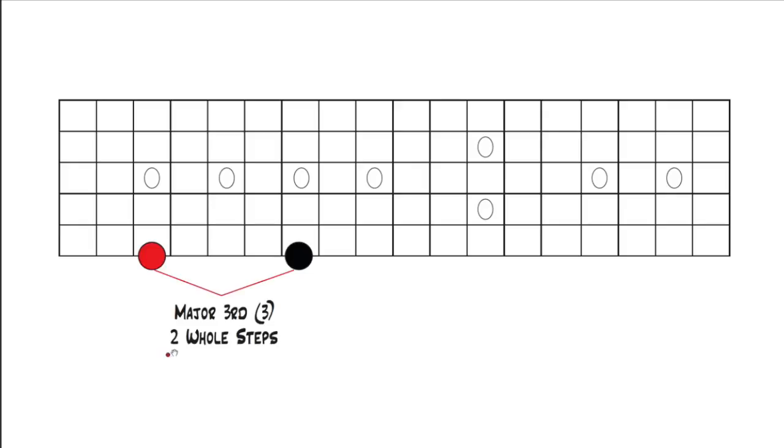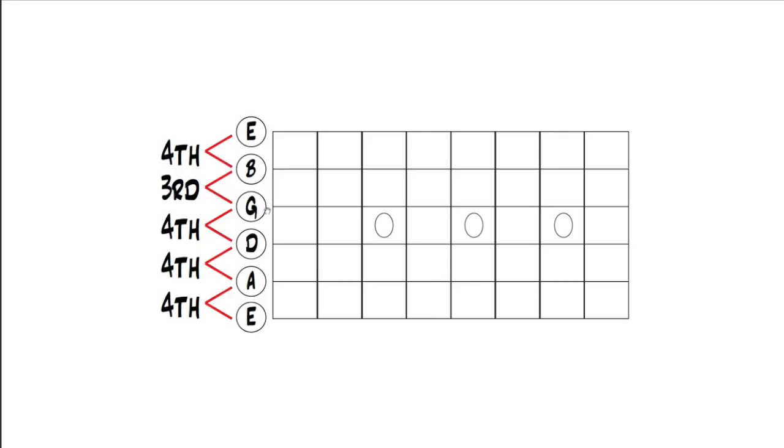So if you remember from the last lesson, that's 2 whole steps apart if they're on the same string. So if I was to write a B on the same string as this G, it'd be right here, and that's 2 whole steps apart. Here's 1 step, here's the next step, and this B and this B are unison notes.